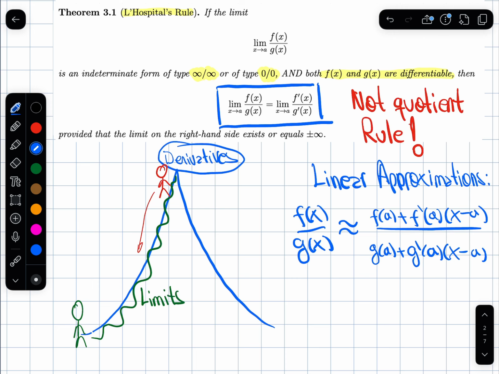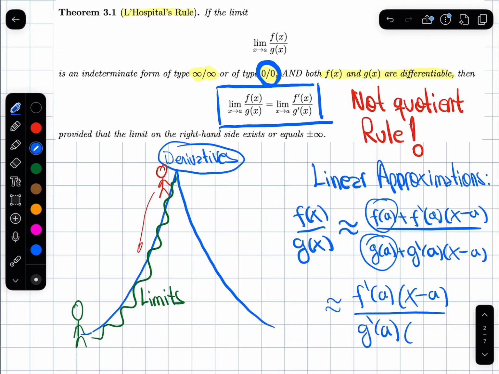Like so, right? And let's assume for a second that you had 0 over 0 to begin with. The other case can be proven slightly similarly. You can just do 1 over f or 1 over g divided by 1 over f like this. So let's forget about infinity over infinity for a second. Let's pretend that you have 0 over 0. Because if that's the case, when x goes to a, then f of a is going to be 0, g of a is going to be 0, right? So in fact, this is f prime of a times x minus a, over g prime of a times x minus a.